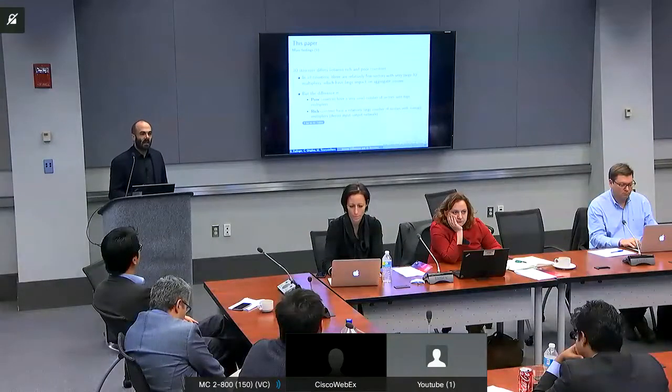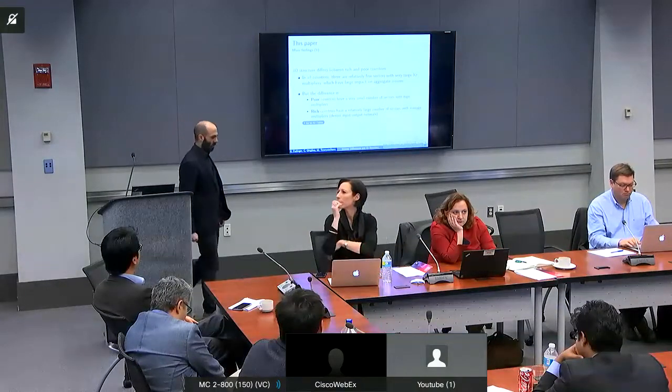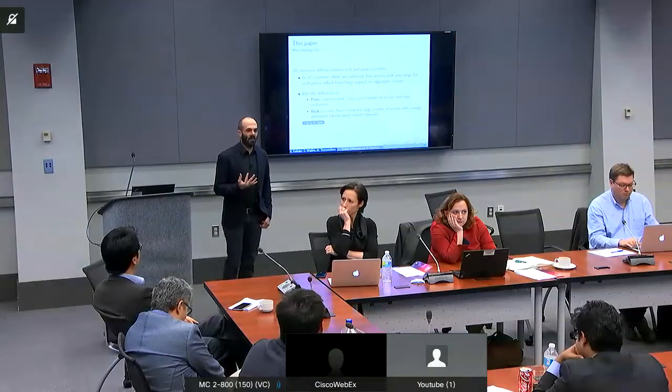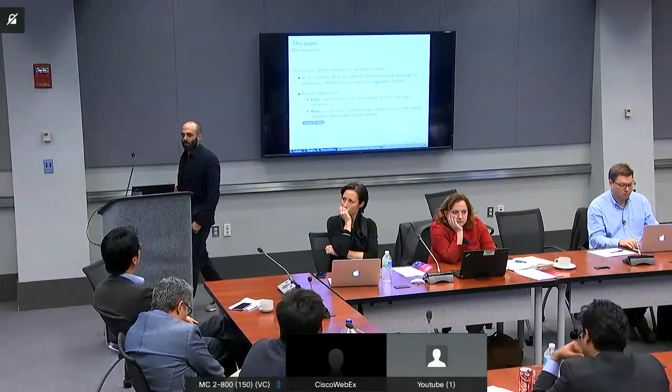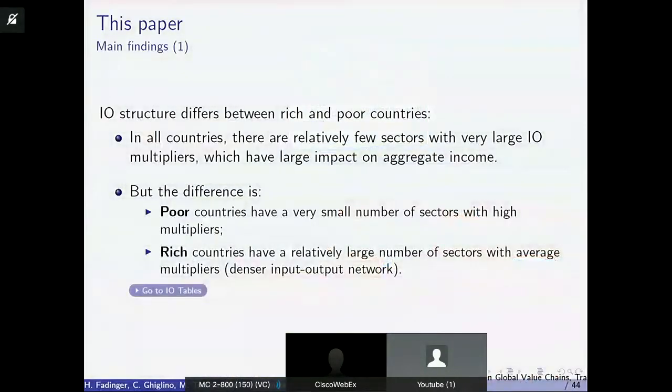But the difference is that in poor countries, there's a small set of sectors, 4 or 5 maybe, that have high multipliers and provide inputs to the rest of the economy. Whereas in rich countries, the I/O structure is much denser, and most sectors supply basically to a significant number of other sectors.